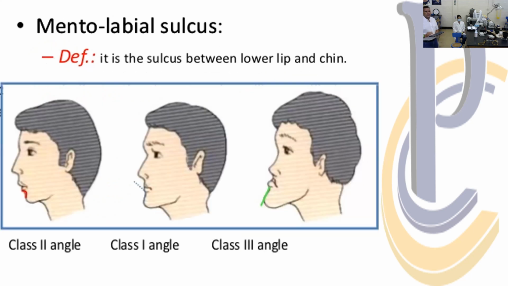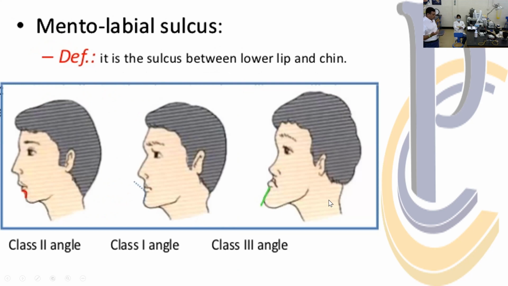Okay. And there are three types of jaw relation. There's a jaw relation with the mandible forward. That's class 3, when the mandible is so far forward. When the mandible is backward, it's class 2. And the normal is class 1. That's class 1, normal. And this is class 2, that's class 3.